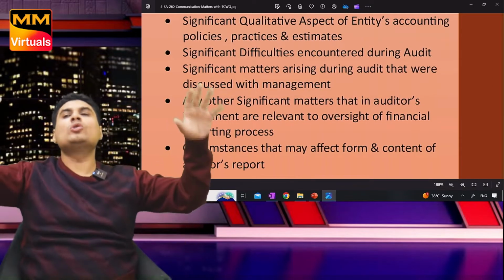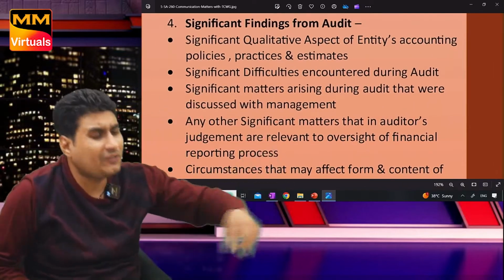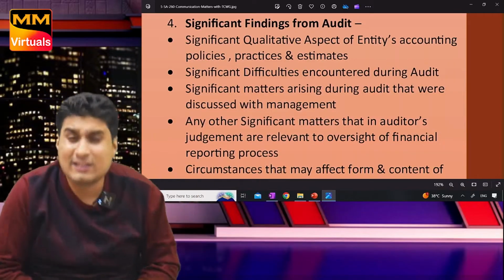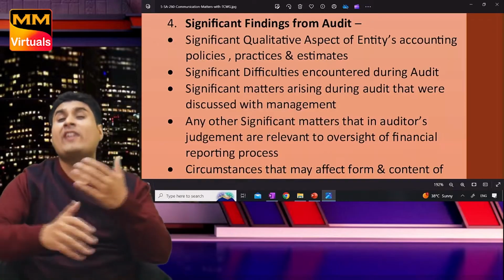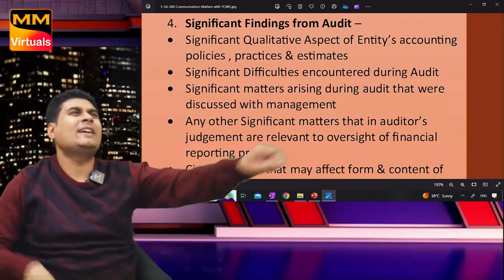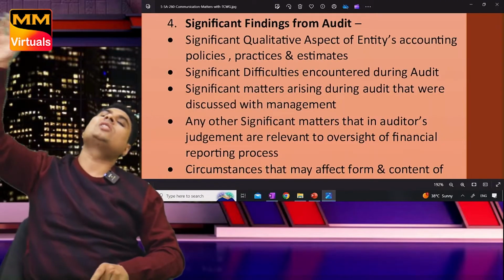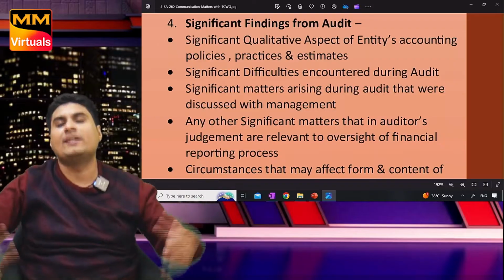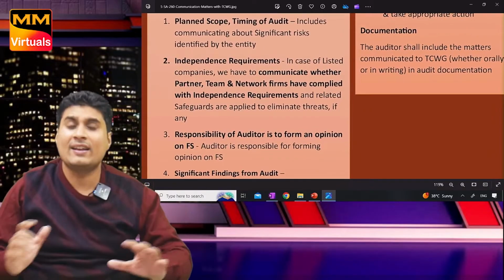Okay, one, two, three. Significant findings from audit. What will you write there? Significant qualitative aspect of client's accounting policy, practices, estimate. Significant difficulties encountered during audit. Significant matters that were discussed with management. Any other significant matter that in auditor's judgment is necessary for oversight of financial reporting process. Circumstances which will change form and content of auditor's report. So 4 things I will tell to TCWG. Very good. How many things?